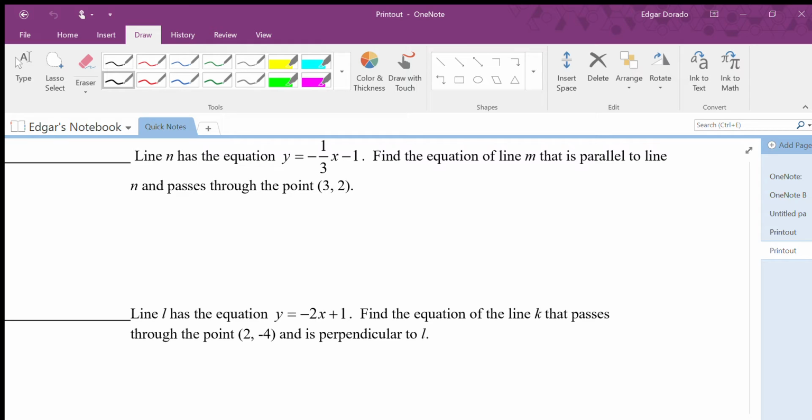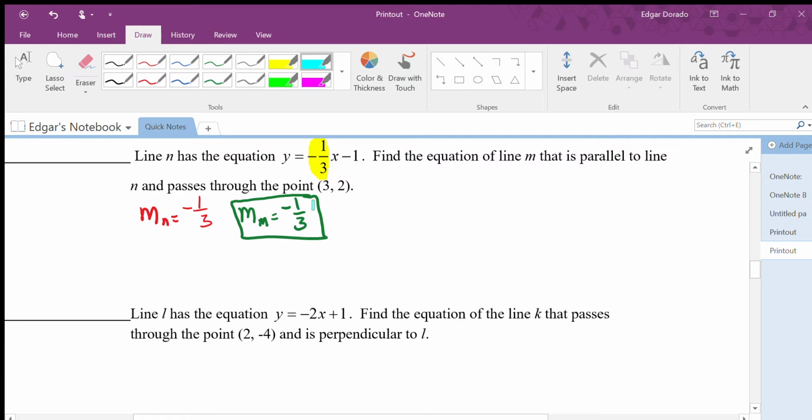Okay, well, we can do that. Let me ask you guys this. What slope does line N have? Line N has a slope of negative 1/3. Okay, we want to find the equation of a line M that is parallel. Okay, it is parallel. So the slope of line M has to be what if it's parallel? It has to be the same. So negative 1/3 is also going to be my slope for that line.